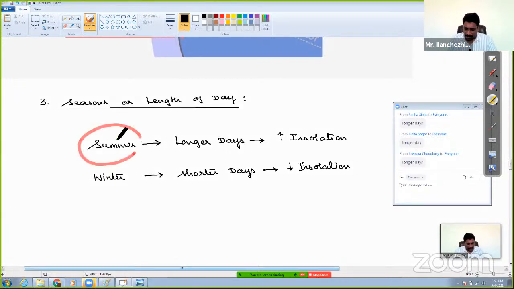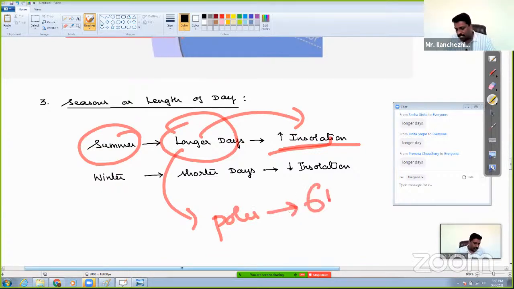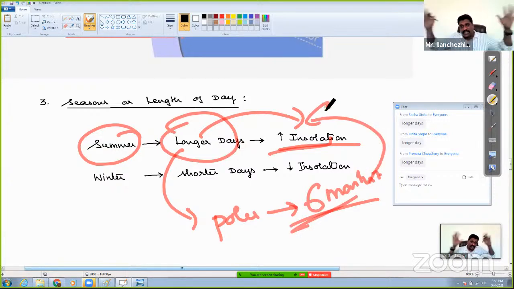Correct? Summer means longer days. If longer is the day, more will be the insolation. See, for example, if I'm there in the poles, my friend, the length of day at North Pole and South Pole is 6 months. So it gives you an idea that it should be very, very high in its temperature. Am I right? But it is not the case.